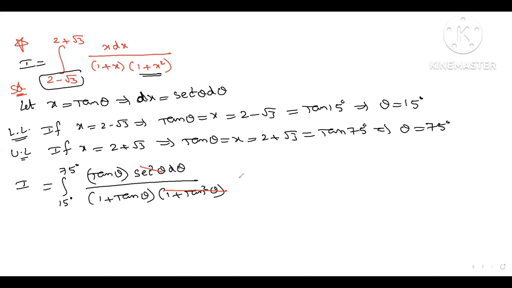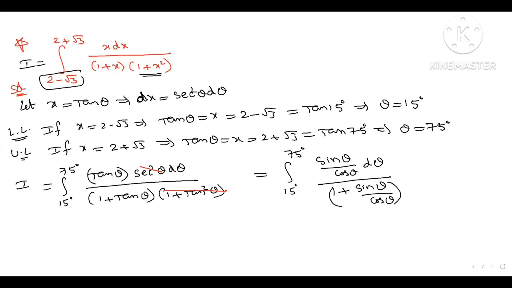After changing to sine and cos, what we get here? Integral 15 degrees to 75 degrees. So tan theta, we have the formula sine theta by cos theta, d theta by the denominator. Place 1 plus tan theta, and write 1 plus sine theta by cos theta. So after taking LCM, what we get here? Cos theta gets cancelled. Therefore, integral 15 degrees to 75 degrees, sine theta d theta by the denominator cos theta plus sine theta.